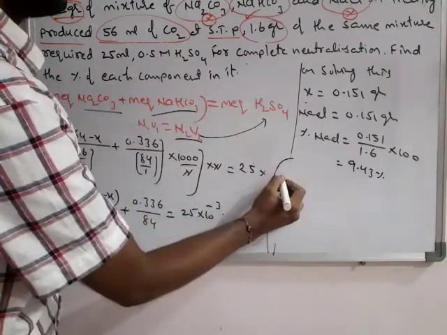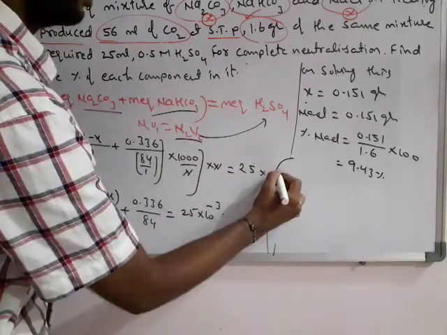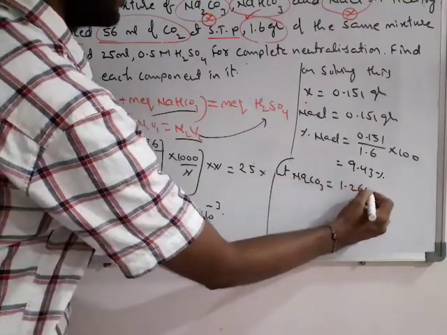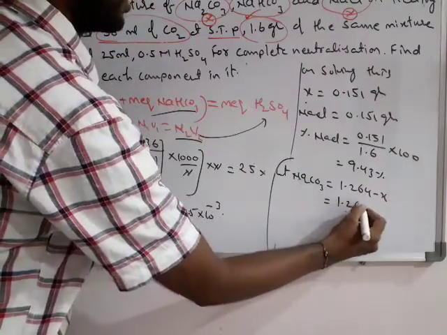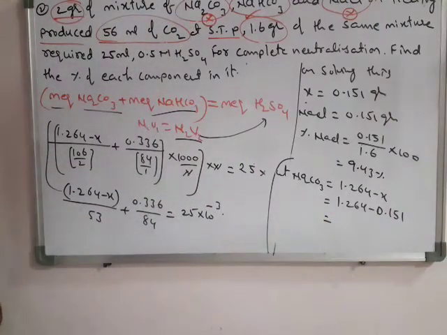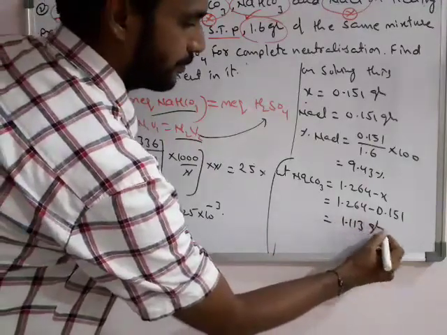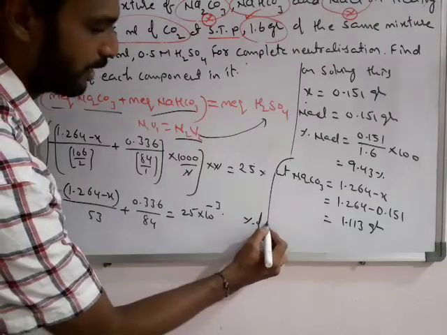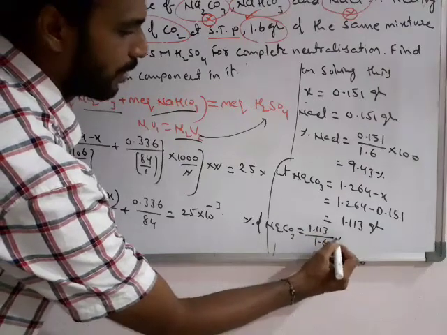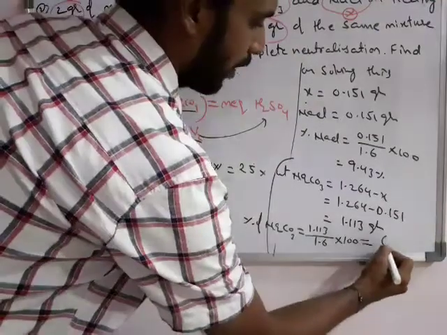So we need to calculate the weight of Na2CO3. The weight of Na2CO3 is equal to 1.264 minus x. That is 1.264 minus 0.151, and here we get approximately 1.113 grams. Then what is the percentage of Na2CO3? 1.113 by total weight 1.6 into 100. So here approximately we will get 69.5.